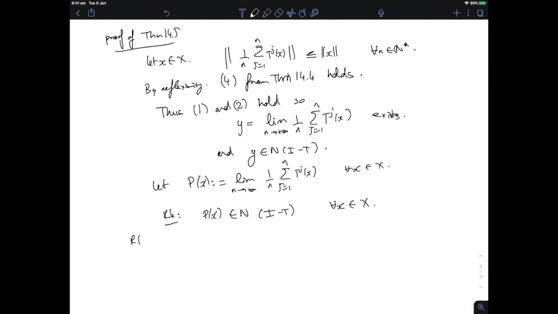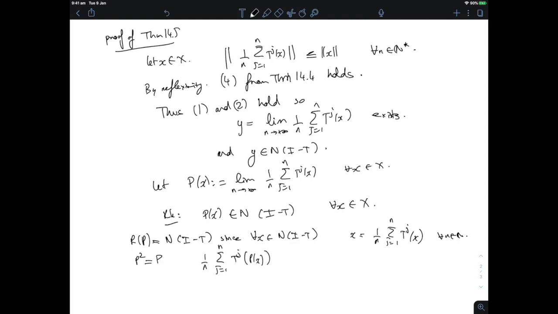The first thing to remark is that the range of p is really the null space of identity minus t. We've seen one inclusion, but the other inclusion is trivial, because if you have an x in the null space, then it is equal to any of its Cesaro averages, because t^j of x is just x itself for all n. So obviously it is a limit of such things. So the range of p is the null space of I minus t. And also as a consequence of that, we have p square equal p, because if you look at something that is already such a limit, then it is in the null space. So we have that 1 upon n sum j equal 1 to n of t^j of p of x is equal to p of x for all n in N and for all x in X for that matter. So p square has to be equal to p.